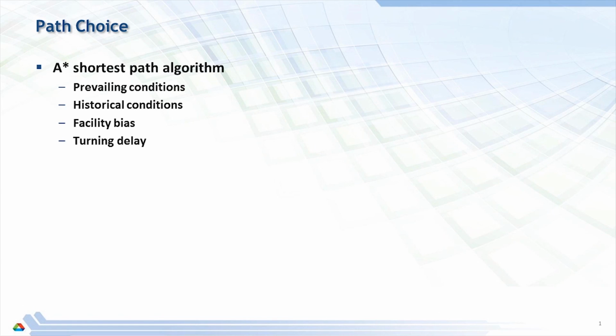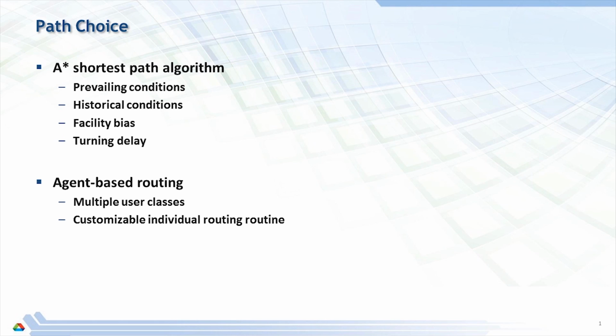A traveler's path choice in Polaris is computed on an individual basis. This fundamental routing approach uses an A-star shortest path algorithm. Travelers may route using delays derived from historical information or prevailing information. The algorithm is able to account for facility bias as well as perceived turning delays. The Polaris router is agent-based, like all the other components of the application. It supports multiple user classes, which will use different information sets in their routing decisions. The agent performs its own route choice, allowing each traveler to have their own custom routing routine, knowledge, and en-route preferences.